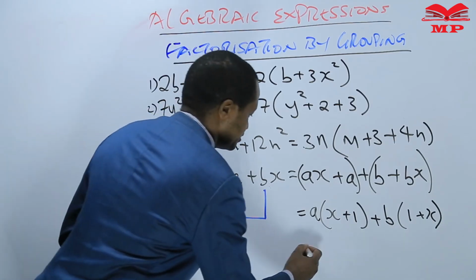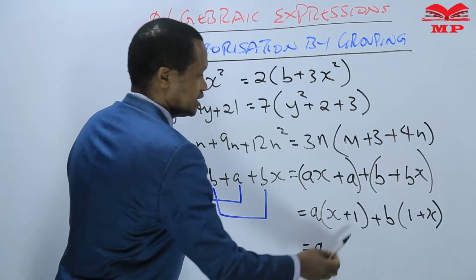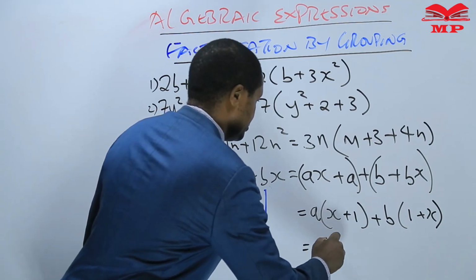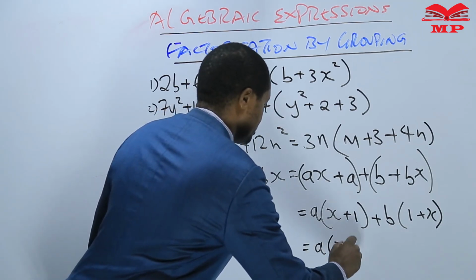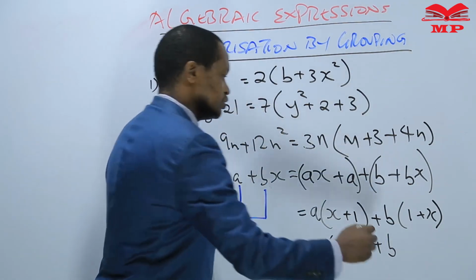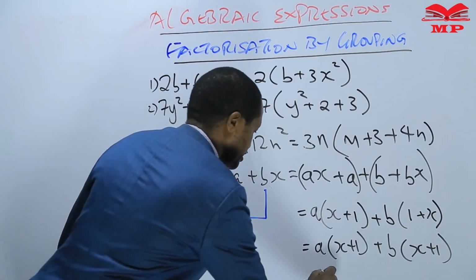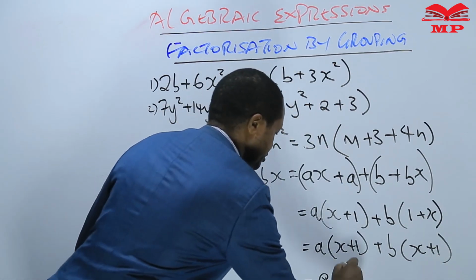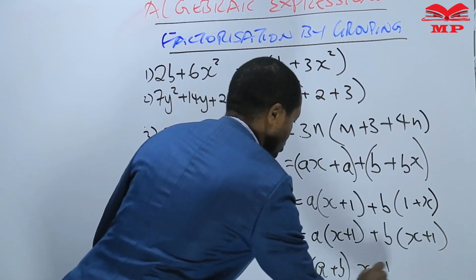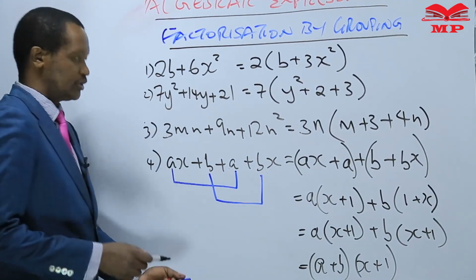So what is the answer? We have a into x plus 1, and b into 1 plus x. Here 1 plus x and x plus 1 are the same, so we can rewrite 1 plus x as x plus 1. So the answer here will be a plus b, x plus 1. So that's how to factorize by grouping.